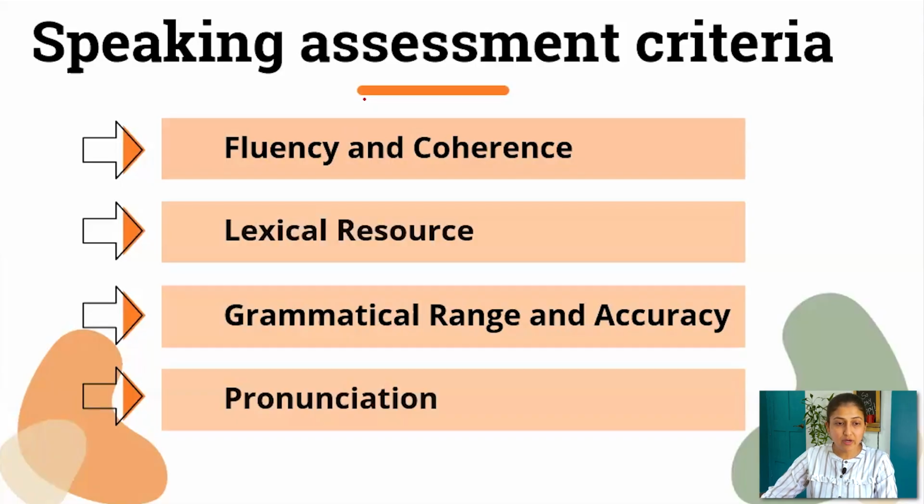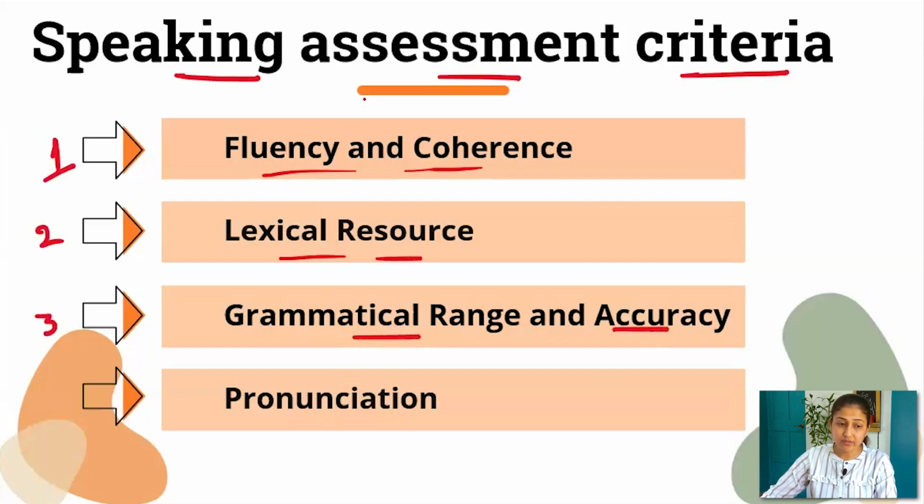So, if you remember, your speaking module is assessed on the basis of 4 criteria. First one being fluency and coherence. Second is lexical resource. Third one is grammatical range and accuracy. And the fourth one is pronunciation. Each has the weightage of 25%, right? And each criterion is judged individually on a band scale of 9.